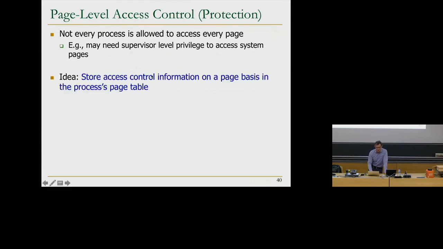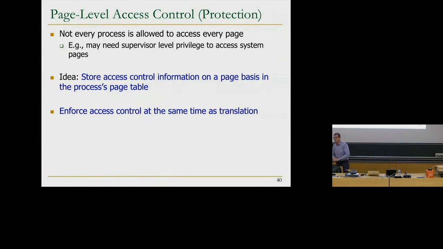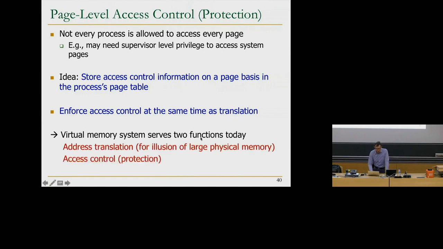You store access control information on a page basis in the process page table, and enforce access control at the same time as translation. So these are completely different things, actually. Address translation is there so that you have the illusion of infinite memory, and also you have other benefits related to address translation, as we've discussed. Access control is there for security, for isolation, for protection, right? But we actually combine them in the page table structure, because the page table structure happens to be a nice substrate to store both types of information. So a virtual memory system, as a result, serves two functions. One is address translation, and the other is access control.